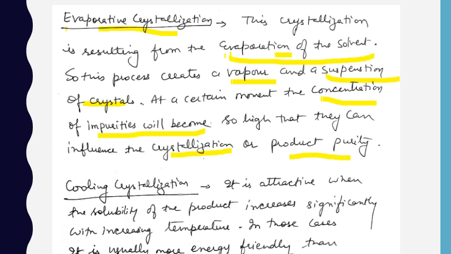The next type of crystallization is cooling crystallization. It is a very attractive type of crystallization. It occurs when the solubility of the product increases with the increase in temperature. When such samples increase their solubility with the increase in temperature, we cannot use evaporative crystallization. So in these cases, we should go for cooling crystallization. Cooling is the main process involved.